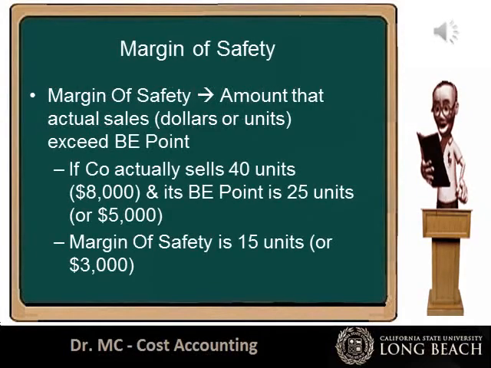We will next discuss margin of safety. The margin of safety describes the amount by which a company's current operations exceeds its break-even point. The margin can be described using either dollars or units. Assume that a firm currently sells 40 units for $8,000. Also assume that it breaks even when it has sales of 25 units for $5,000. That company's margin of safety can be described as either 15 units or $3,000.